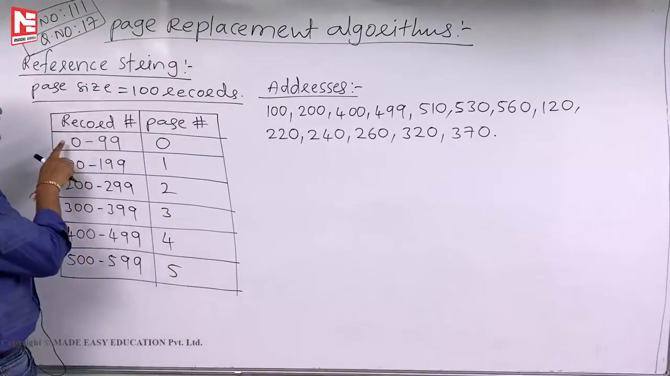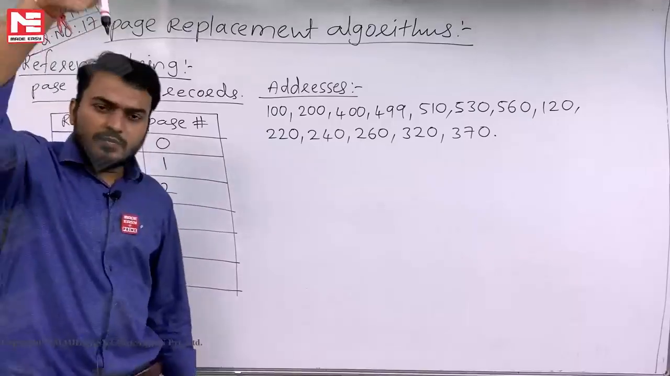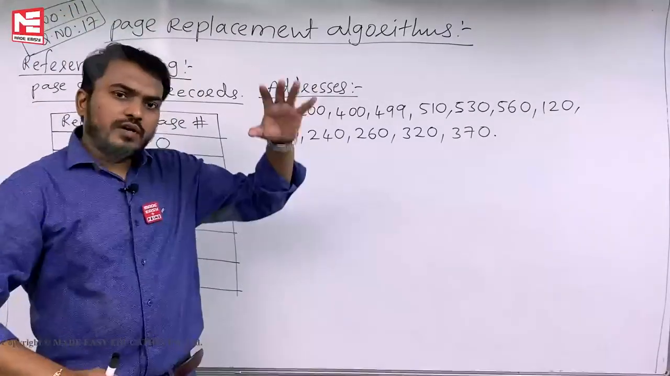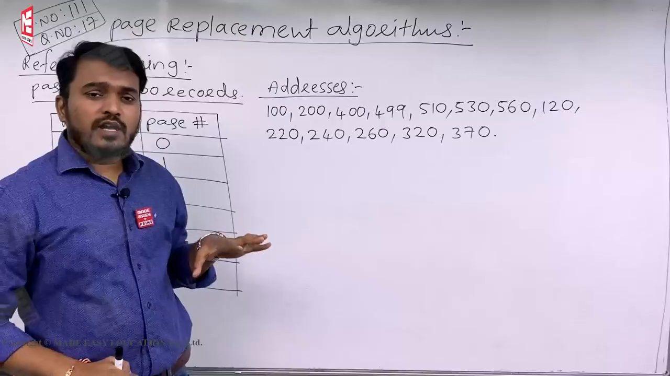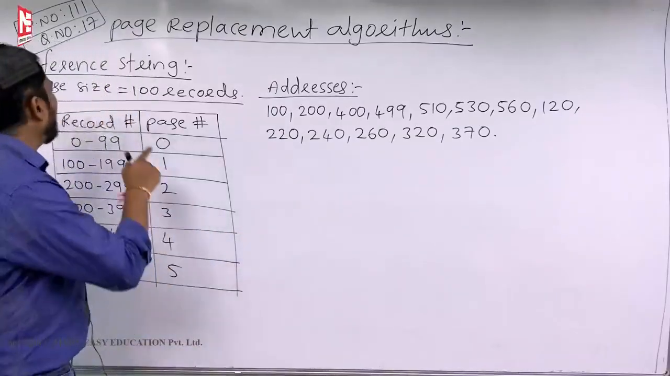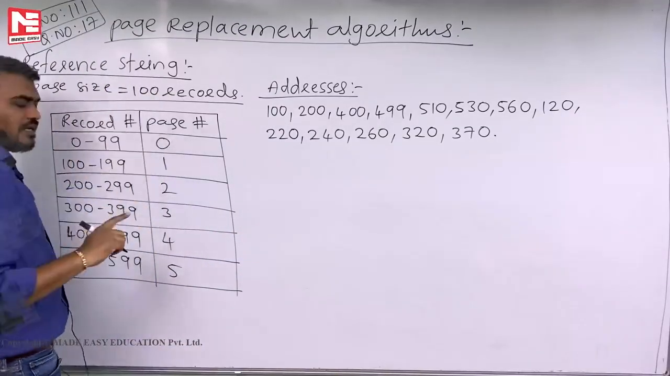Look at here, record number 0 to 99. So when you are having the program, what are the program you are having? Every program is divided into what? Pages. So every page is having how many records? 100 records. That's what he said.